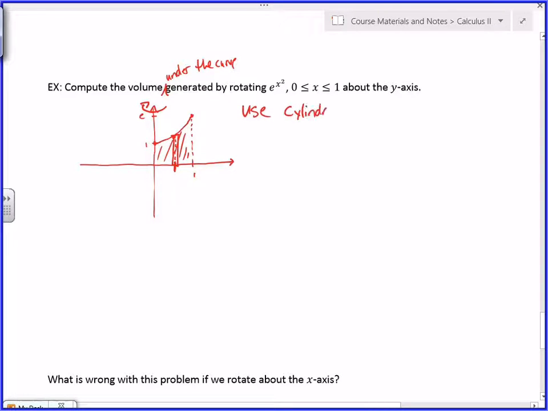cylindrical shells. And it's the easiest kind of cylindrical shell problem, going from the axis up to the function. So the volume is immediately integral of 2 pi x e to the x squared dx. 2 pi times the variable that you've chosen, times the height of the box, which is e to the x squared, and the integral just goes from 0 to 1.